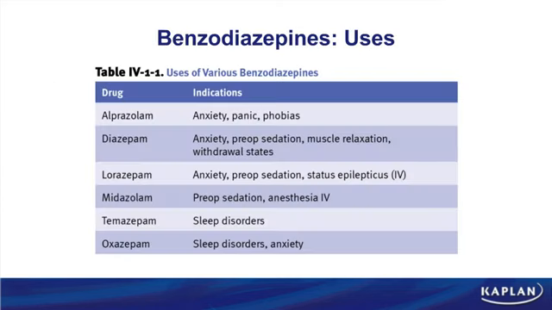Next, let's look at the uses for benzodiazepines. As I look at the various drugs in this table, all of the benzos that we really need to be familiar with have a common ending. If you'll notice, they're lams and pams. Drugs like alprazolam, diazepam, lorazepam. Lams and pams is a common ending for a benzodiazepine. Look for those three letters.